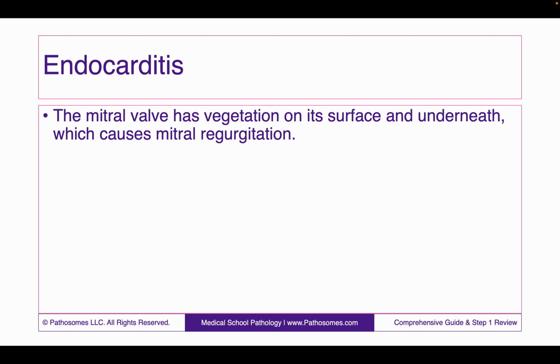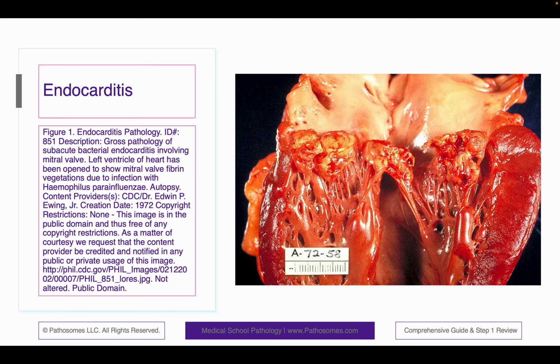With regards to endocarditis, the mitral valve has vegetation on its surface and underneath, which is what's causing the mitral regurgitation. And here we have an example from an autopsy specimen, grossly, of a heart that's been opened. Note that this pathology shows the subacute bacterial endocarditis involving the mitral valve.